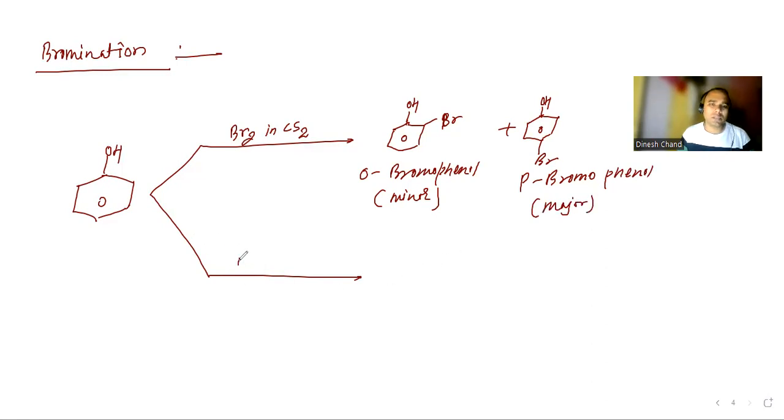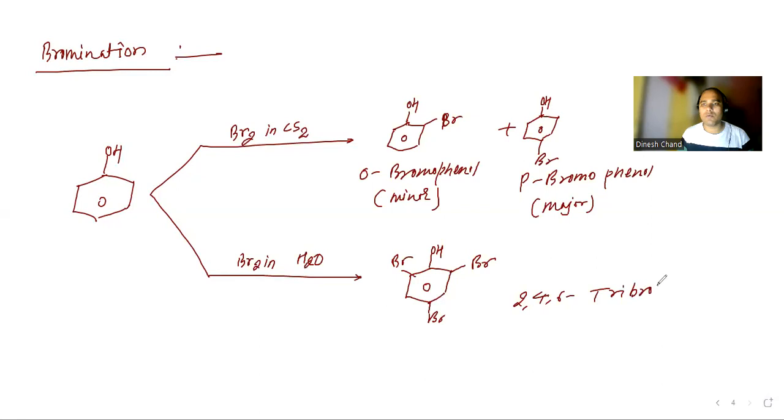Here, student, if you treat with Br2 in water, you take the Br2 in water. Water is a polar solvent. So it will form the electrophile much more. So it will give the tri-substituted product, tribromophenol. So here the product is 2,4,6-tribromophenol. You can see here 1, 2, this is 3, 4, 5, 6: 2,4,6-tribromophenol.